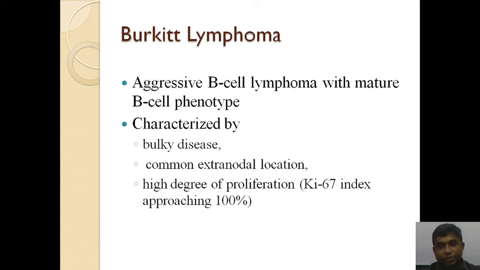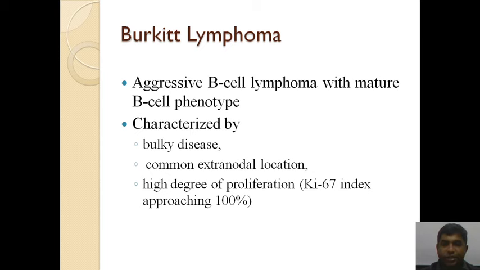Burkitt's lymphoma, they don't classically come under the category of CLPDs, but I'm including this because you don't have another class for Burkitt's lymphoma and DLBCLs. So this is an aggressive B cell lymphoma with mature B cell phenotype and characterized by very bulky disease, extranodal involvement and very high degree of proliferation.